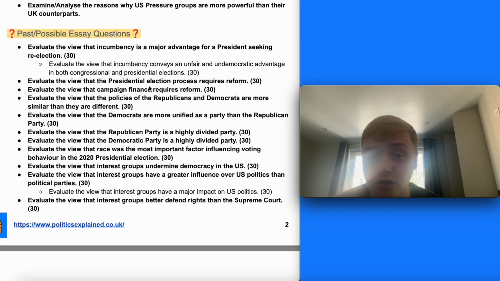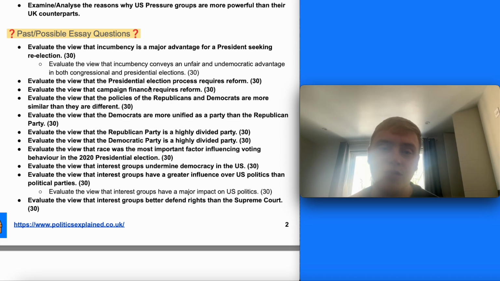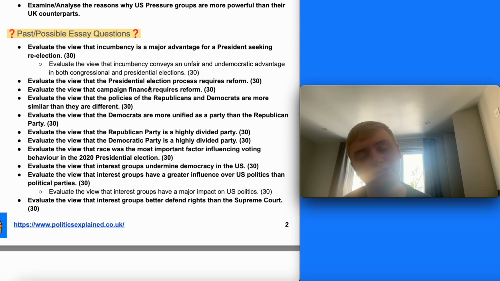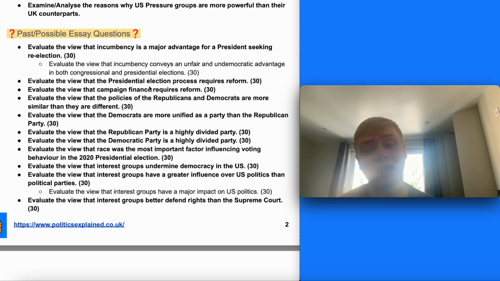You could also get lots of different questions. You can also get ones comparing the Republicans and Democrats. So are their policies more similar? Are the Democrats more unified than the Republicans? These are definitely not the only questions you get asked, but they will be useful ones potentially to prepare, and some of these key ones will be in the essay plans on the Politics Explained website soon to help you prepare for the exam.